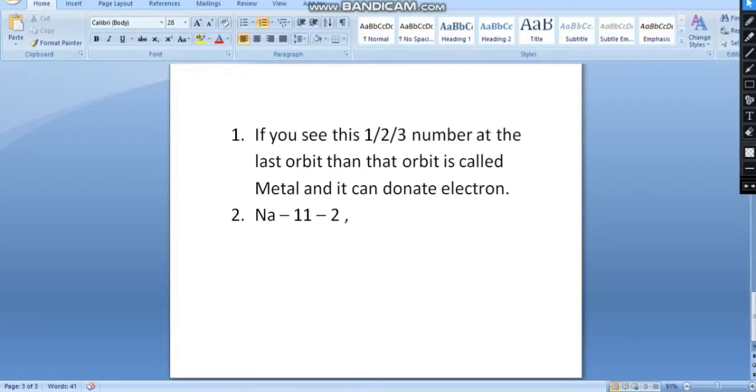Then the second orbit consists of 8 electrons. That means 2 plus 8 equals 10, so we need 1. We will write 1 here. Why, friends? Because 1 is under 18. That is why we write 1 here.